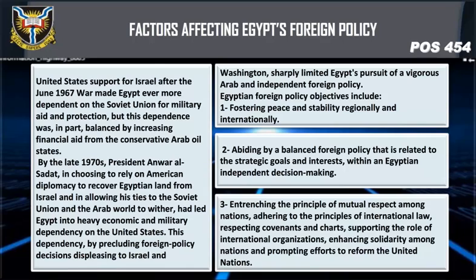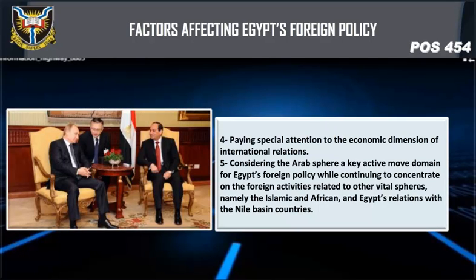and independent foreign policy. Egyptian foreign policy objectives include fostering peace and stability regionally and internationally, abiding by a balanced foreign policy that is related to the strategic goals and interests within an Egyptian independent decision-making, entrenching the principle of mutual respect among nations, adhering to the principles of international law, respecting covenants and charters, supporting the role of international organizations, enhancing solidarity among nations, and promoting efforts to reform the United Nations, paying special attention to the economic dimension of international relations, considering the Arab sphere a key active domain for Egypt's foreign policy, while continuing to concentrate on the foreign activities related to other vital spheres, namely the Islamic and African, and Egypt's relations with the Nile Basin countries.